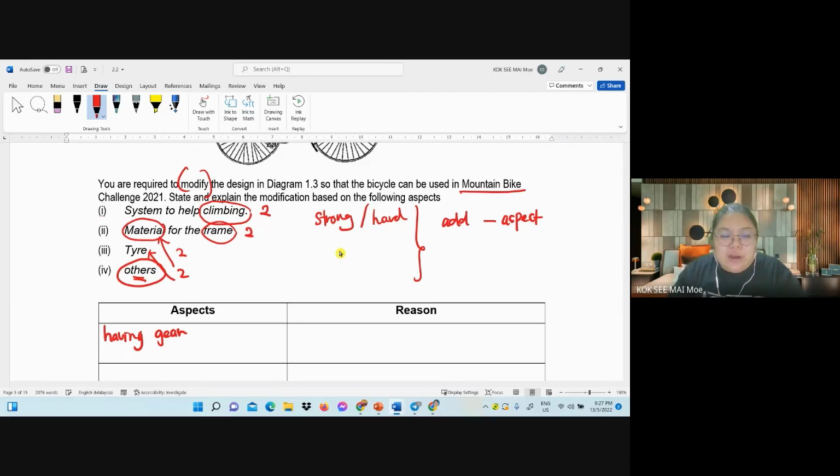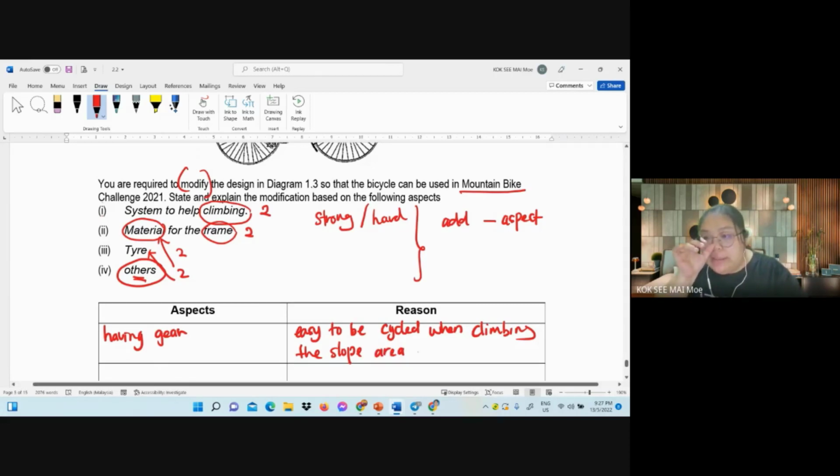So the reason for having the gear is it is easy to cycle when climbing, when you want to climb the slope area. So you can control. Okay, you have gear, that means you can control your speed. When you want to climb, some parts are very steep, some are less. That means you can still control.